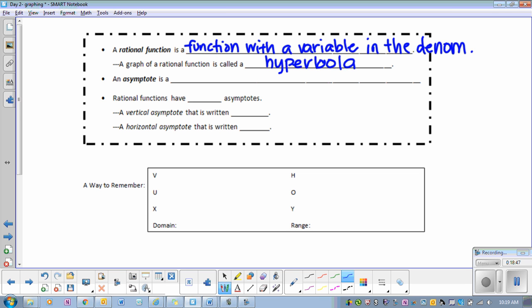All right, so an asymptote. Well, this is a new word for you guys. An asymptote is a line that the graphs do not cross. It can't cross it. Here's the thing. Rational functions all have two asymptotes. A vertical asymptote, which is written as x equals. And a horizontal asymptote, which is written as y equals.